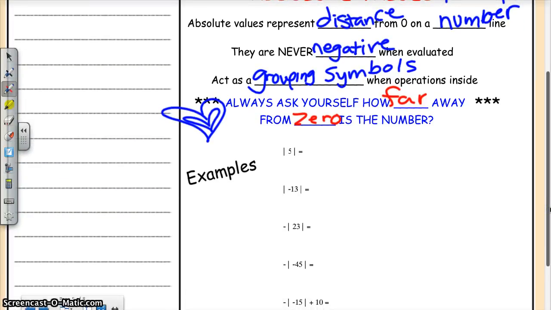So, for example, you read this one as the absolute value of 5. How far away is 5 from 0? 5. Done. I evaluated it. The absolute value of negative 13. How far away is negative 13 from 0? 13. I'm 13 away from 0.